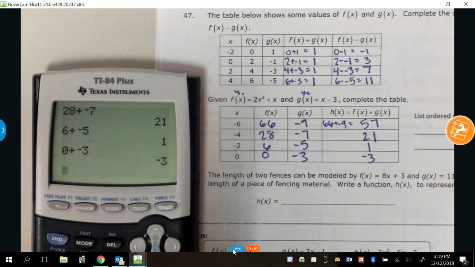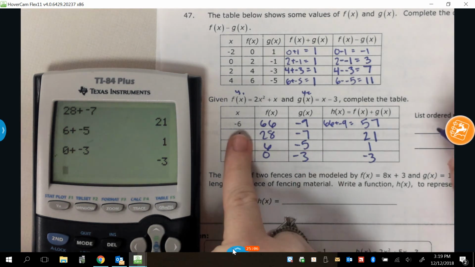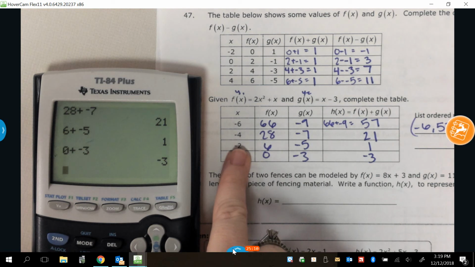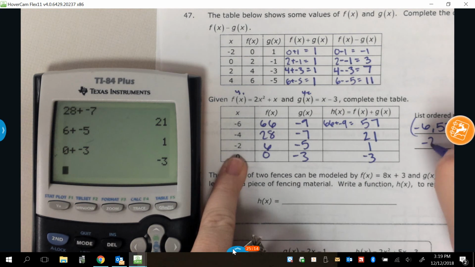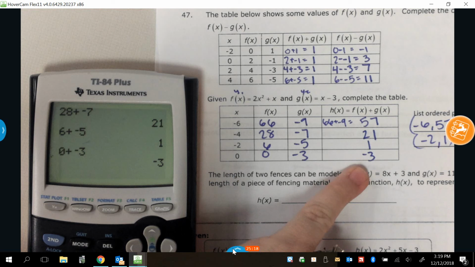So if I were to write these as ordered pairs, we take our x comma h of x. So negative 6 comma 57, negative 4 comma 21, negative 2 comma 1, and 0 comma negative 3.